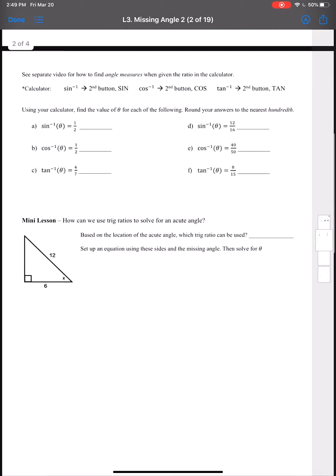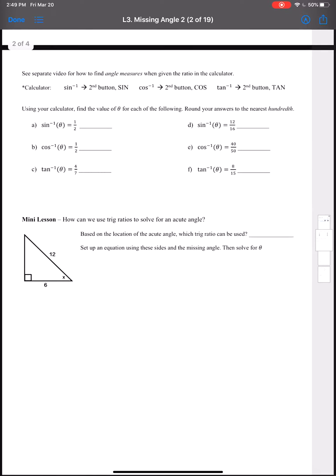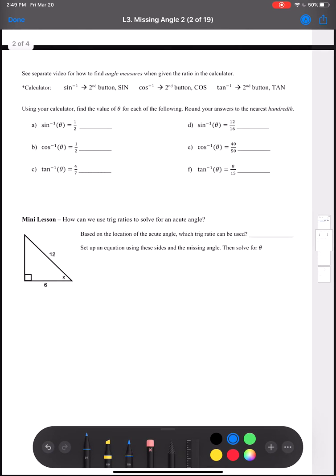Now, how to use the calculator for finding a missing angle. There's a lot of annotations that you'll see here that you might not be used to. When you are solving for an angle, you're going to use what we call the inverse trig function. That's what this -1 is here. That's the inverse of sine, the inverse of cosine, and the inverse of tangent. In order to find these values, you're going to hit this second button and then the trig function.